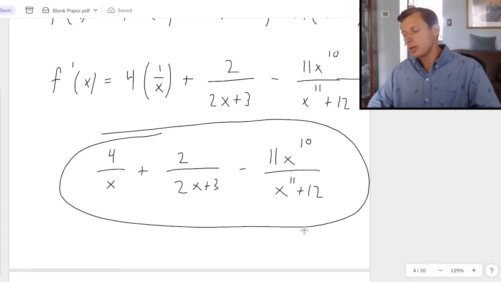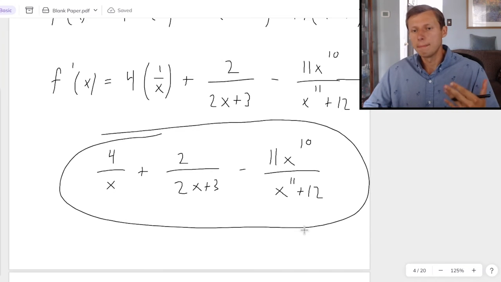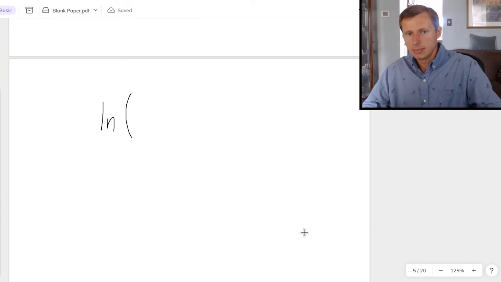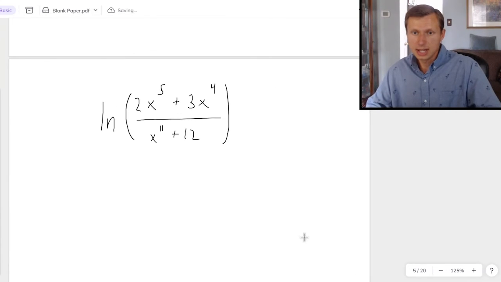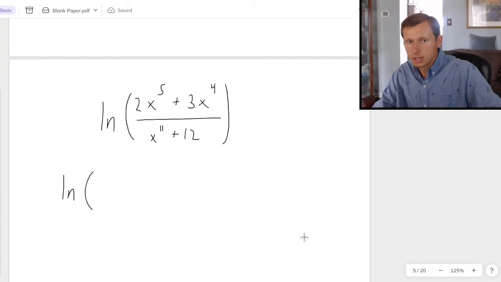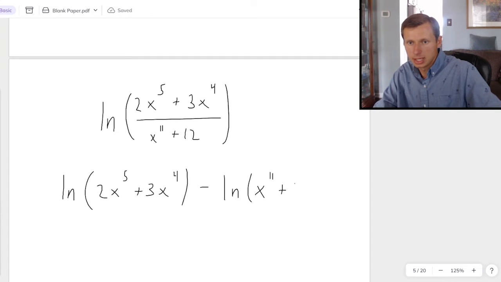In case you're curious, what would you get if you combined the x to the 4th times 2x plus 3, and now you have a slightly different natural log? You would have this instead. Well, let me show you what you'd get. First, before I take the derivative, I would still split this up into 2 logarithms by doing subtraction like this.